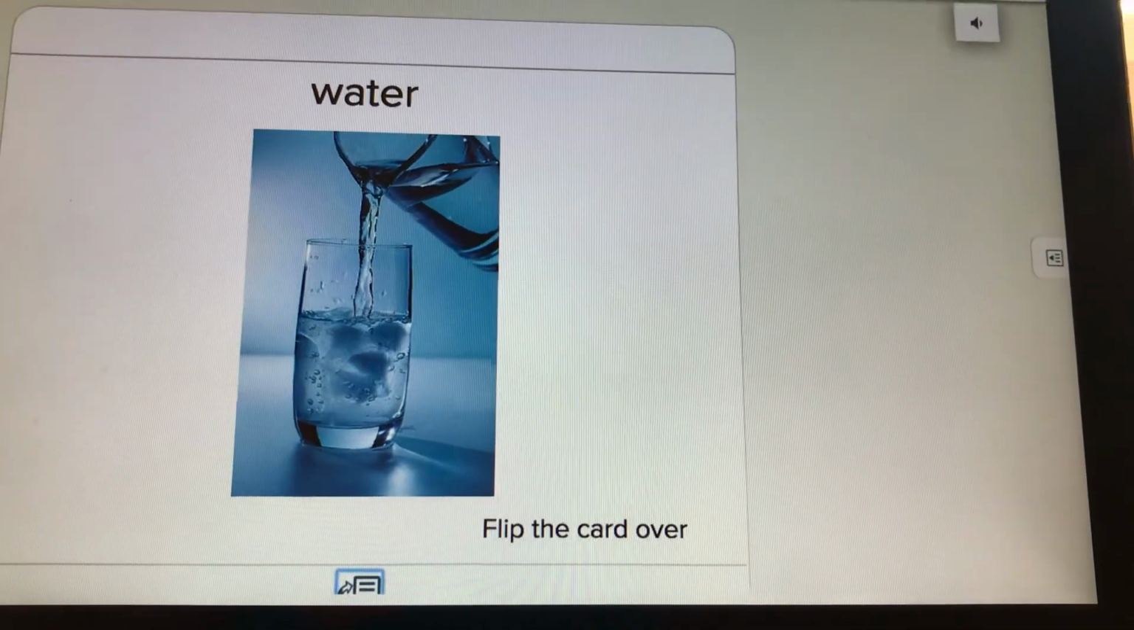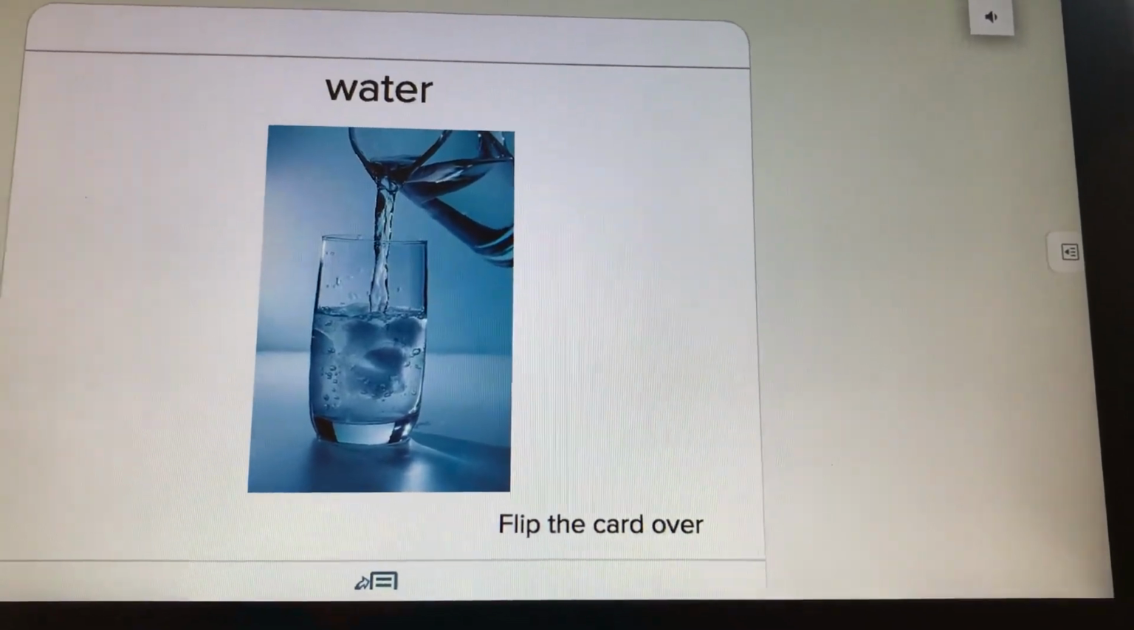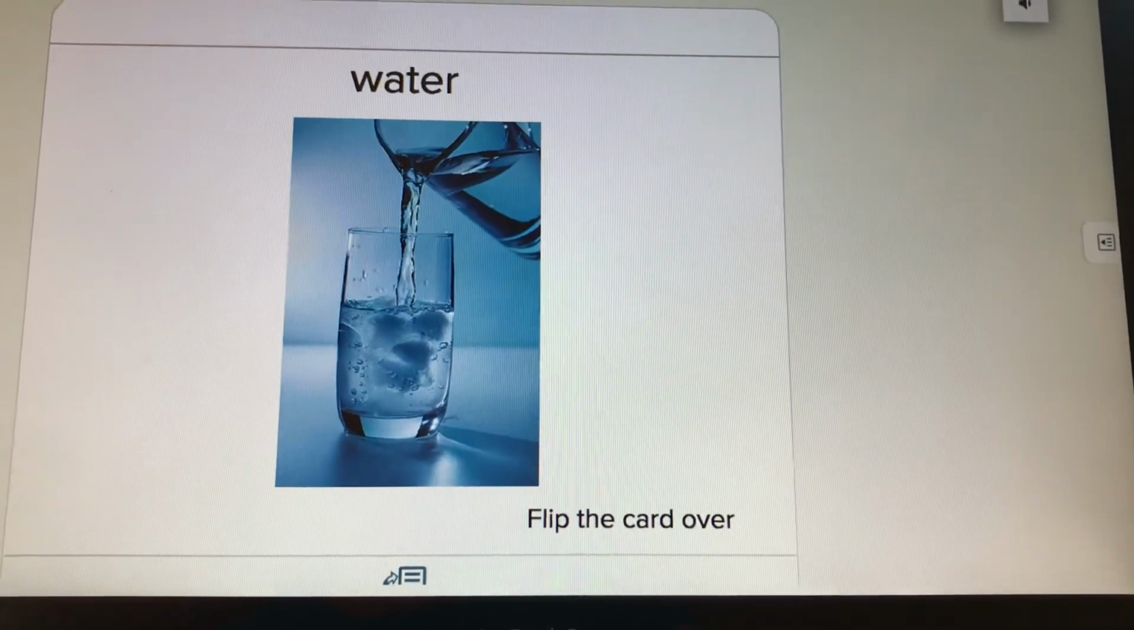So that is the completion of all of our vocabulary that we will be using in life science in this chapter.